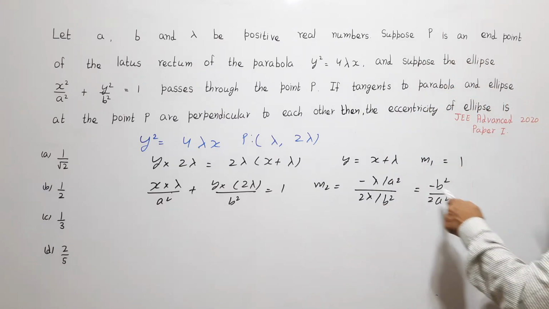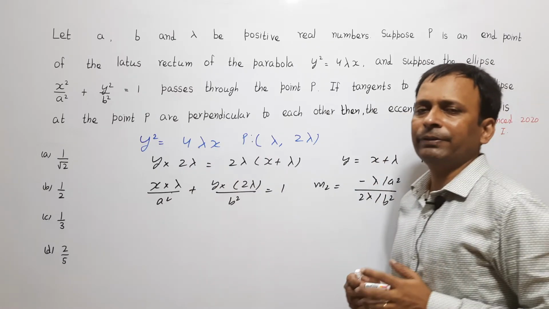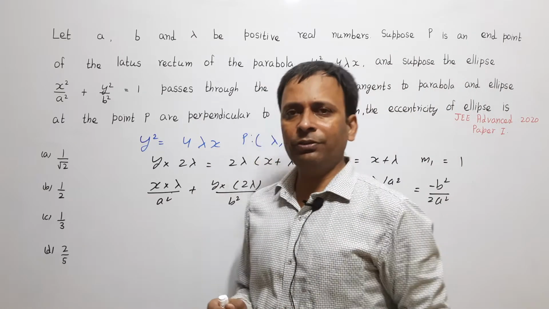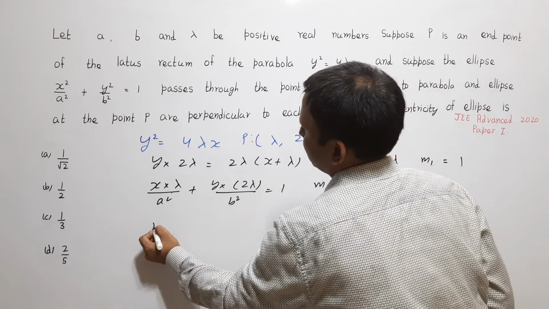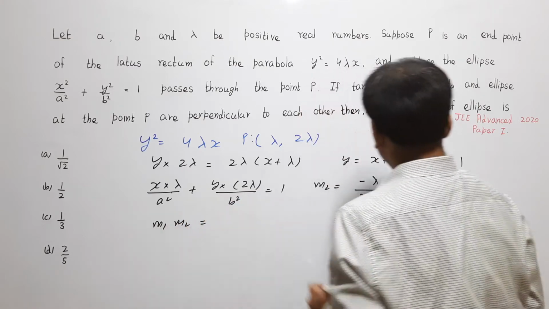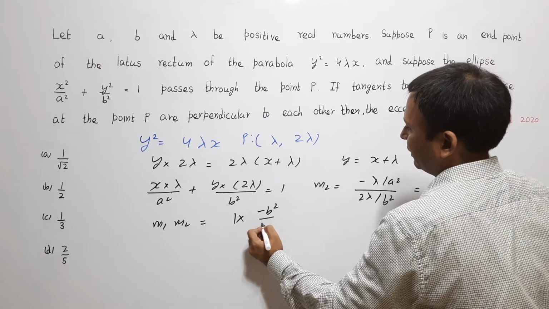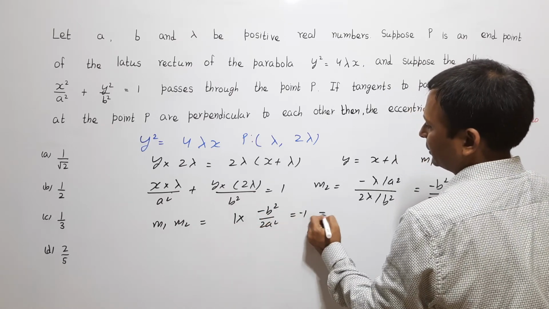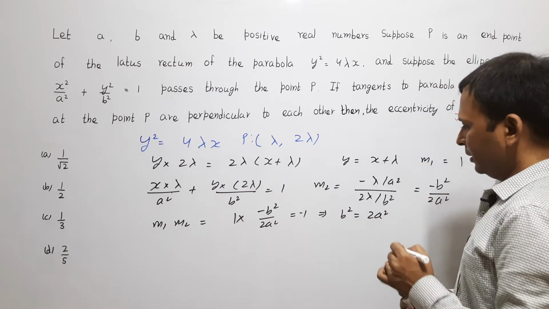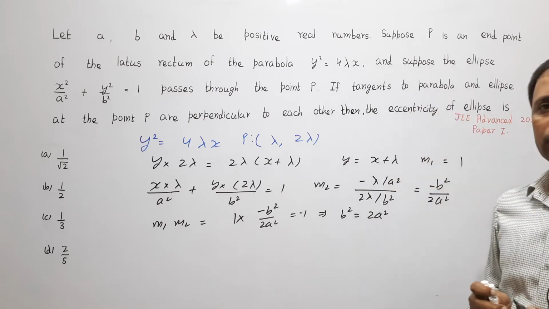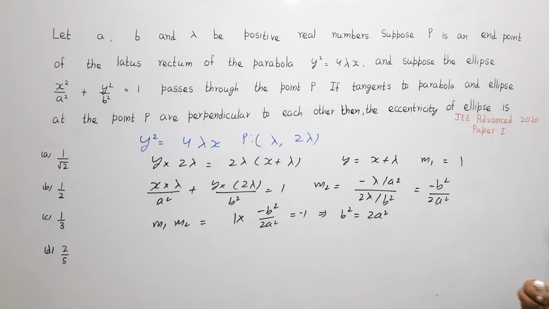Now both the tangents, as per the question, are perpendicular to each other. So if the tangents are perpendicular to each other, the product of their slopes will be equal to minus 1. So m1 into m2 should be equal to minus 1. So m1 is equal to 1 and m2 is equal to minus of b square divided by 2a square, which is equal to minus 1, which implies b square is equal to 2a square. So b is greater than a in this case, so it is a sort of vertical ellipse.